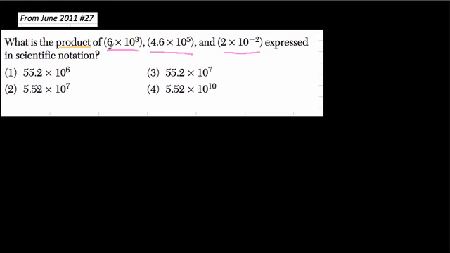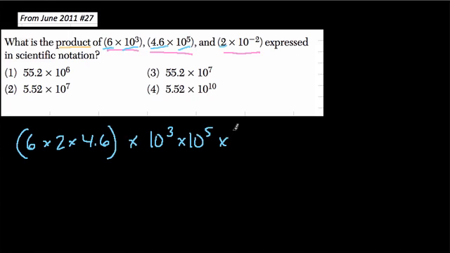In other words, I can say, let me multiply 6 and 4.6 and 2 before I do anything else. So 6 times 2 times 4.6. And then I'm going to multiply that by the powers of 10. So we have 10 to the third times 10 to the fifth times 10 to the negative second, right? I can regroup this however I like, since the only thing I'm doing is multiplying.